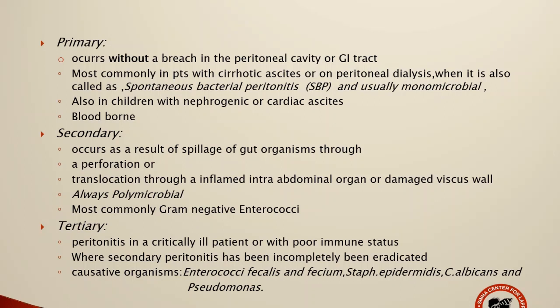Primary peritonitis is when we are talking about an infection in the peritoneal cavity without a breach in the peritoneal cavity or GI tract. That basically means that there has been no direct leakage from the gastrointestinal contents, or there has been no direct introduction of infection into the abdominal cavity through a rent in the parietal peritoneum. So usually, most commonly, this form of peritonitis is seen in those patients who have ascites for any reason.